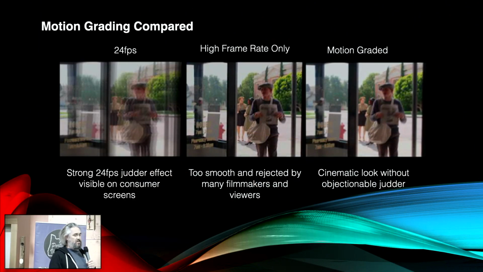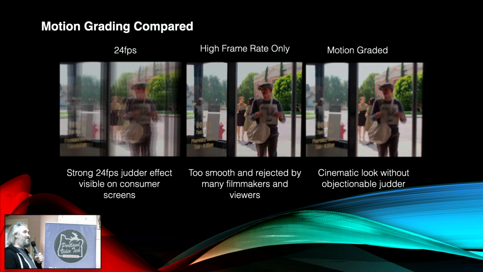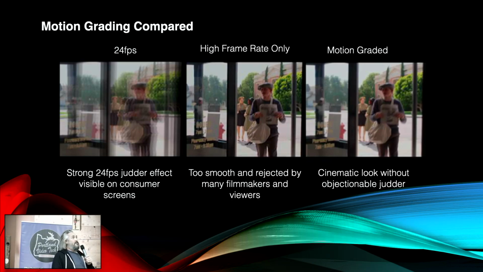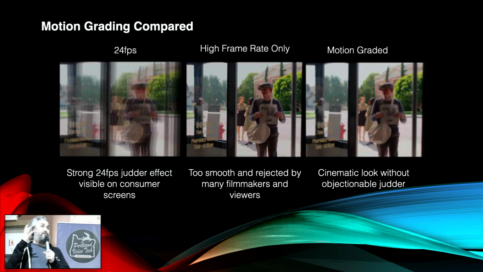So what's the difference between motion graded high frame rate and just high frame rate? Well, this is a somewhat crude example, but I think it illustrates the point quite well. It's very difficult to show a demonstration of motion on a slide deck, but this is what we came up with. So 24 frames a second, a lot of judder, a lot of blur, not a particularly pleasing experience. High frame rate only, overly sharp, overly crisp, creating a kind of video game soap opera type effect.